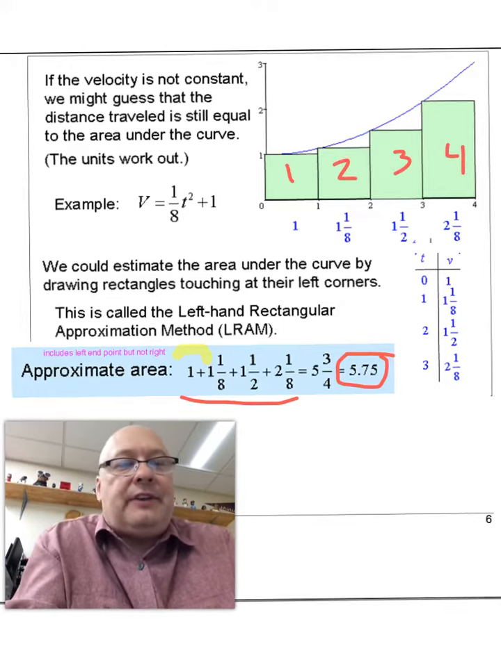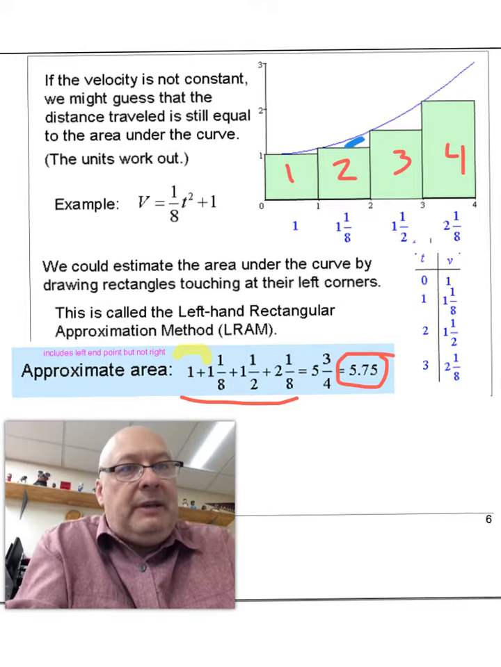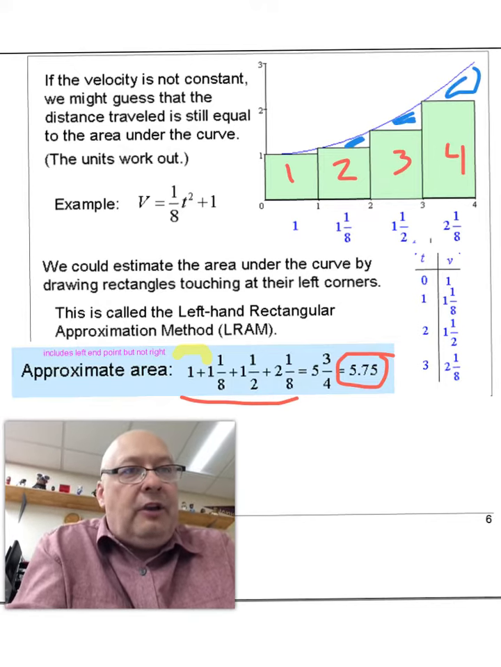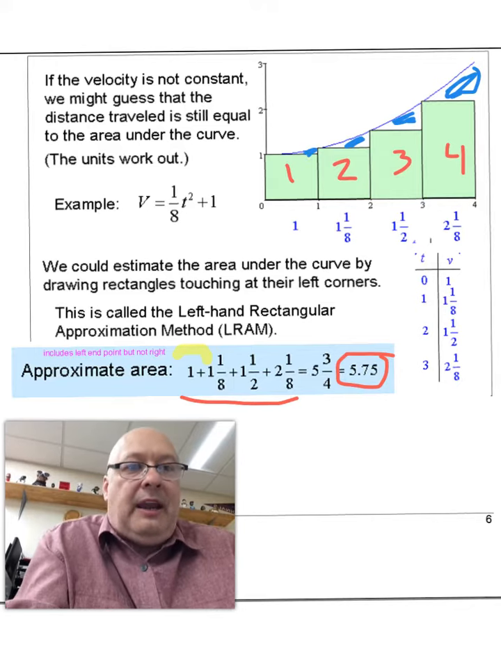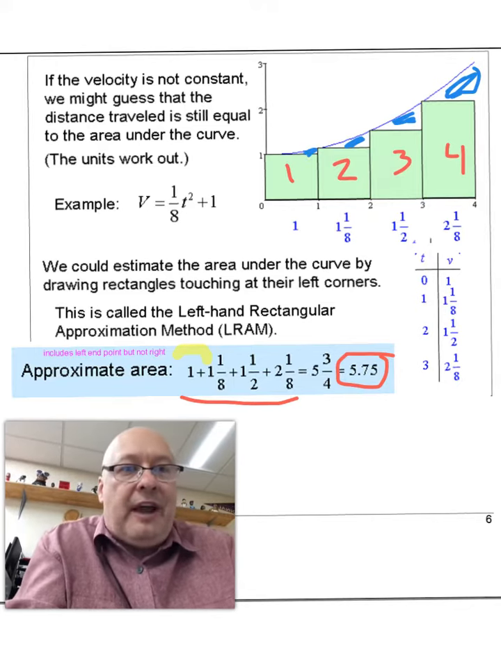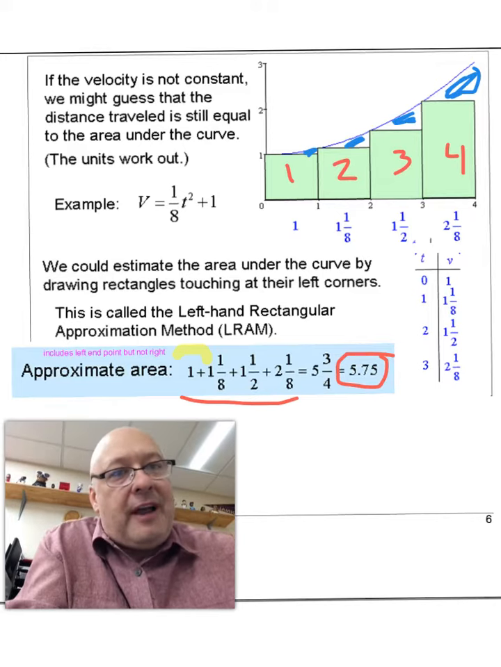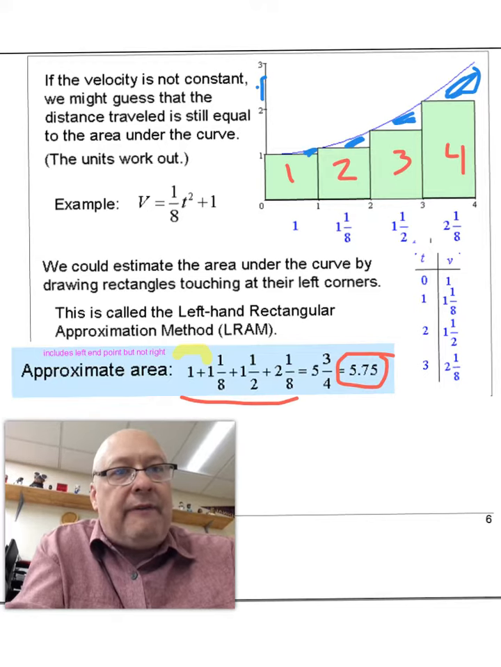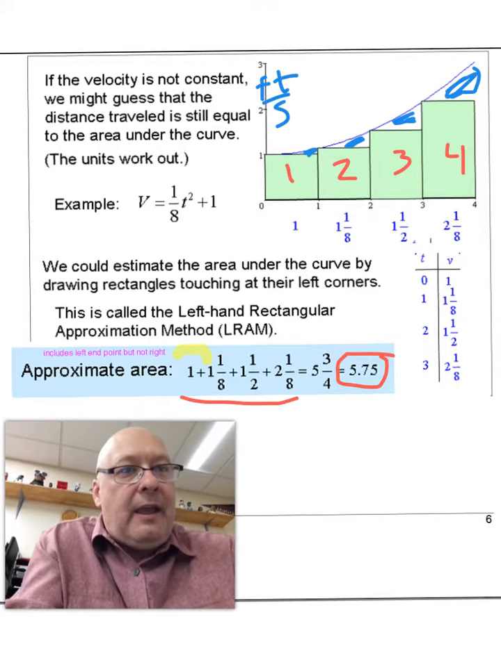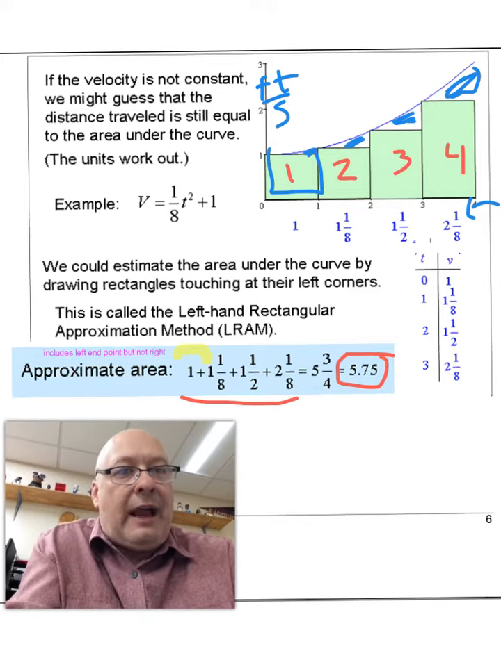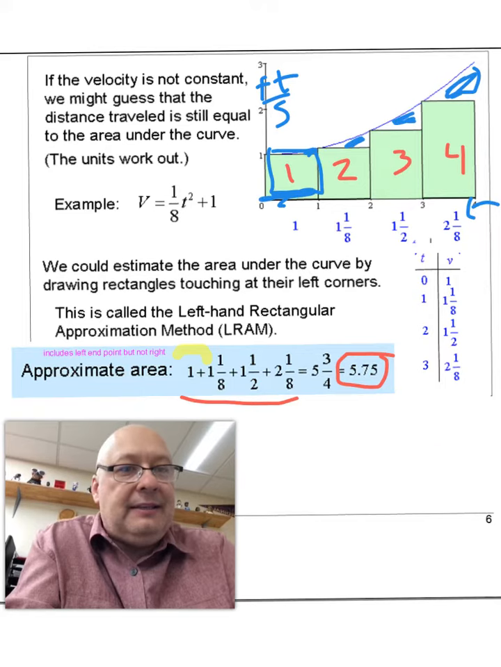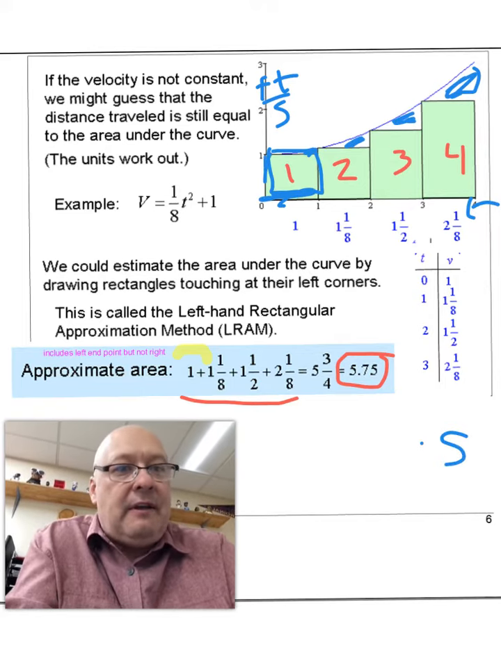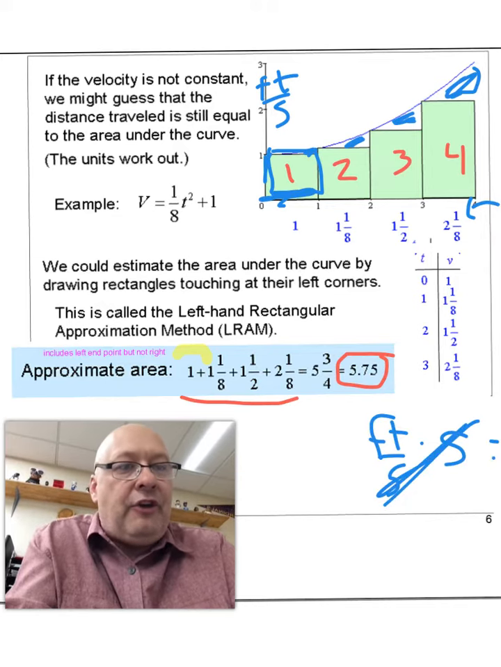Now, is that a great answer? No, because you have missing pieces here. If you take a look at it, it's definitely underestimating my total distance traveled. Why am I saying total distance traveled? Because remember, this would be velocity, so the units over here would be like feet per second. And if these were seconds, when you find the area of one rectangle, you multiply seconds times feet per second, meters per second, miles per hour, whatever you want to do, and your answer is feet.